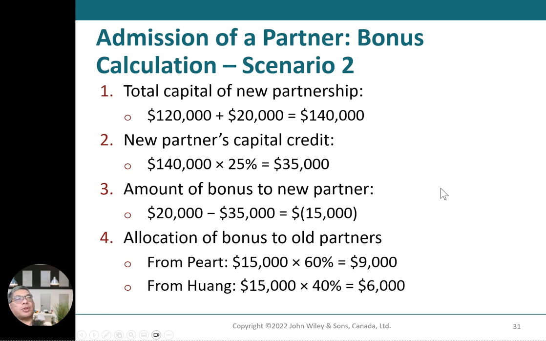Okay, that's the logic. So you're going to follow the step logic when you have this kind of partnership calculation in terms of bonus. Okay, that's scenario number 2.